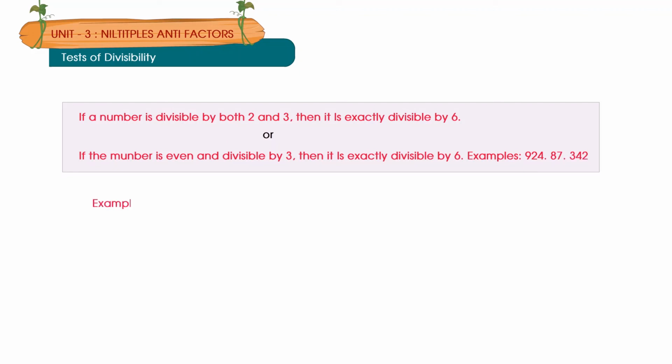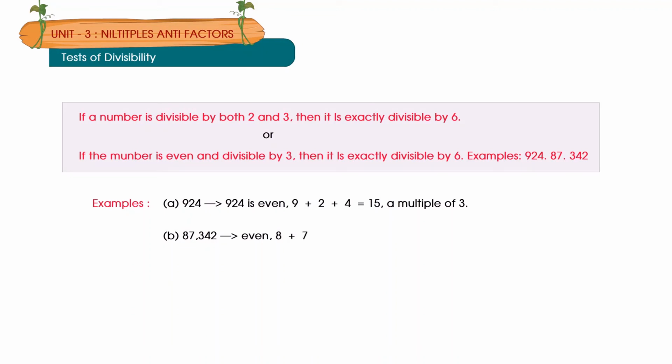Examples: A. 924. 924 is even. 9 plus 2 plus 4 is equal to 15, a multiple of 3. B. 87,342 is even. 8 plus 7 plus 3 plus 4 plus 2 is equal to 24, a multiple of 3.